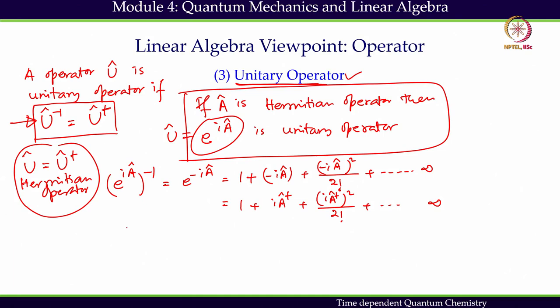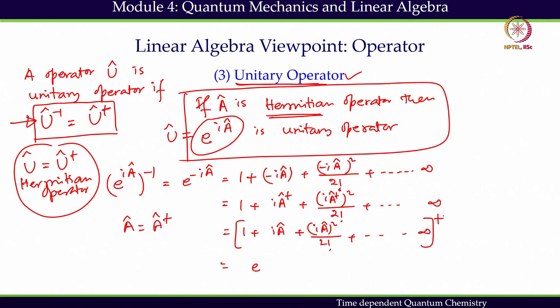And because A is a Hermitian operator, I can write this as 1 plus iA plus iA whole square over 2 plus and so on. In order to be Hermitian, these should be equal, which means that this one is nothing but e to the power iA dagger. So, we have proved that the unitary operator's inverse is equal to its dagger. That's why this is a unitary operator.